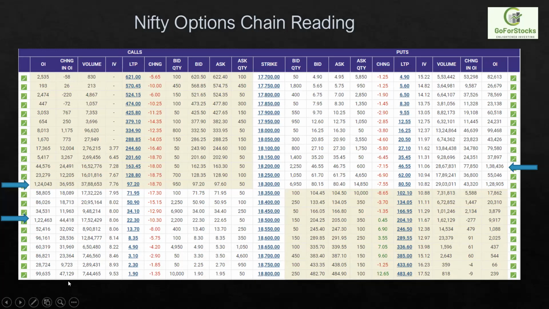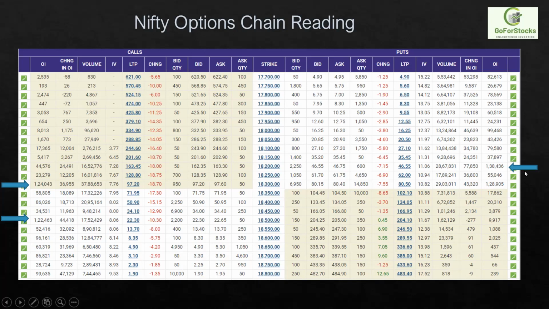Yeah, there is a higher figure at 18,800 as well. But as you can see, the call price here is 1.9 only. So this is more from a hedging perspective that people have bought these 18,800 calls, rather than really buying into these calls or selling these calls. These are more hedge figures rather than any buying or selling.